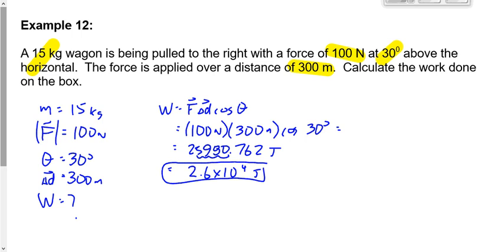We're not asked for the change in energy of this one, but we could find it, right? The change in energy is 2.6 times 10 to the 4 joules. Same thing.